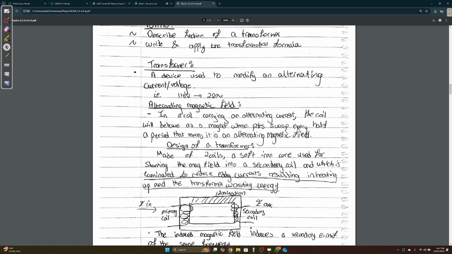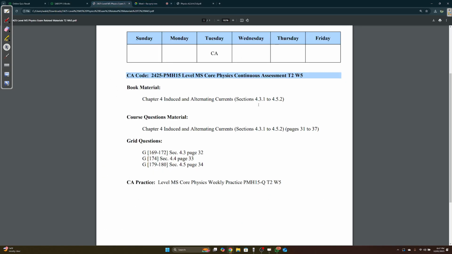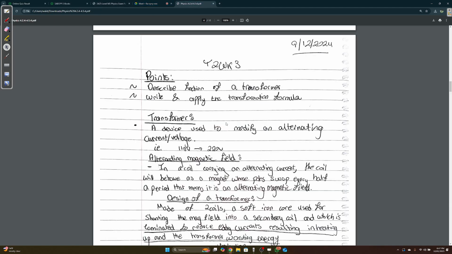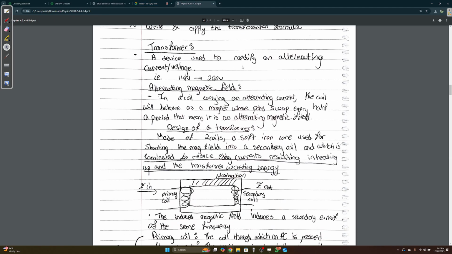Okay. We're going to start 4.3. You start with transformers. Transformers, you need to know they're basically devices used to modify an alternating current. You need to have alternating current. If it's not alternating, the transformer won't work.